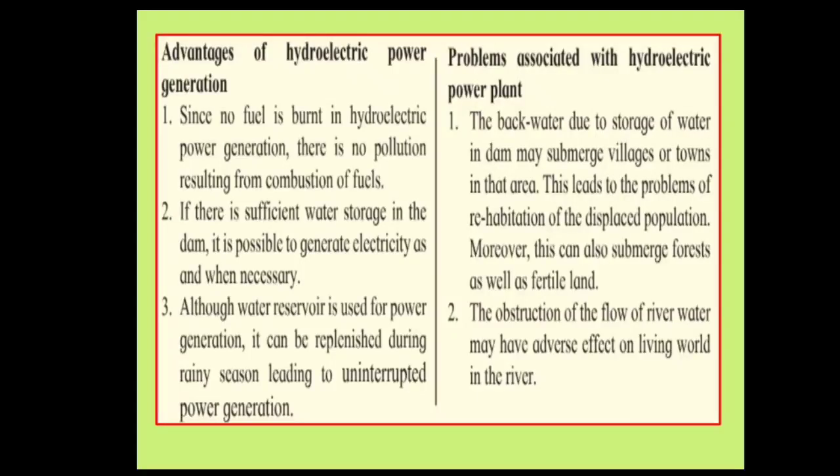Problems associated with hydroelectric power plant. First point, the backwater due to storage of water in the dam may submerge villages or towns in that area. This leads to the problem of rehabilitation of the displaced population. Moreover, this can also submerge forest as well as fertile land. Second point, the obstruction of the flow of river water may have adverse effect on living world in the river.